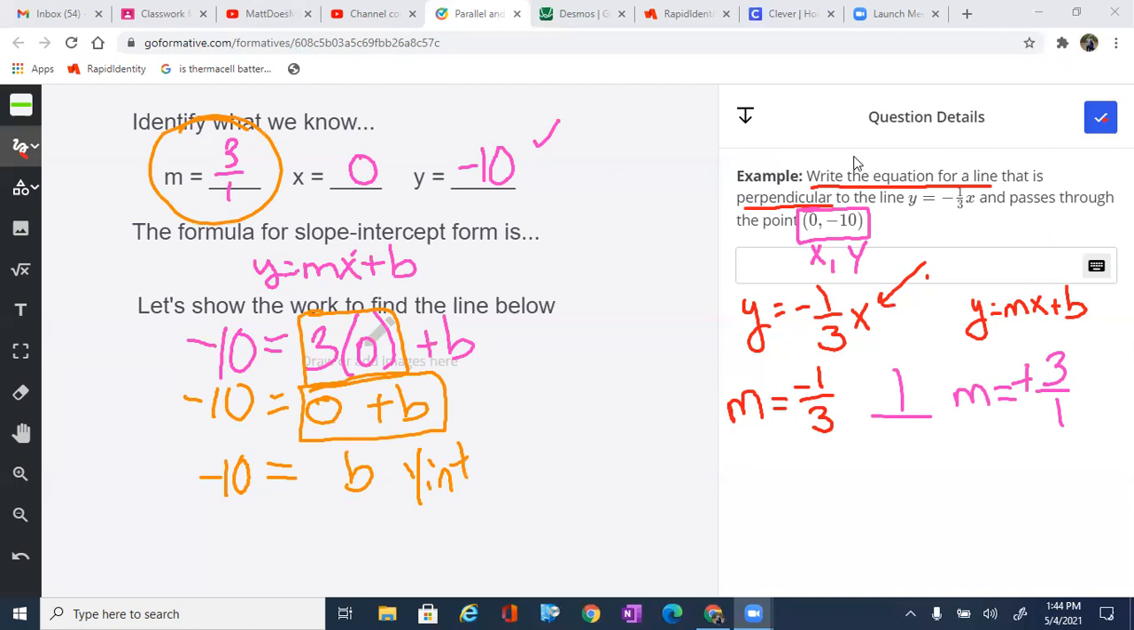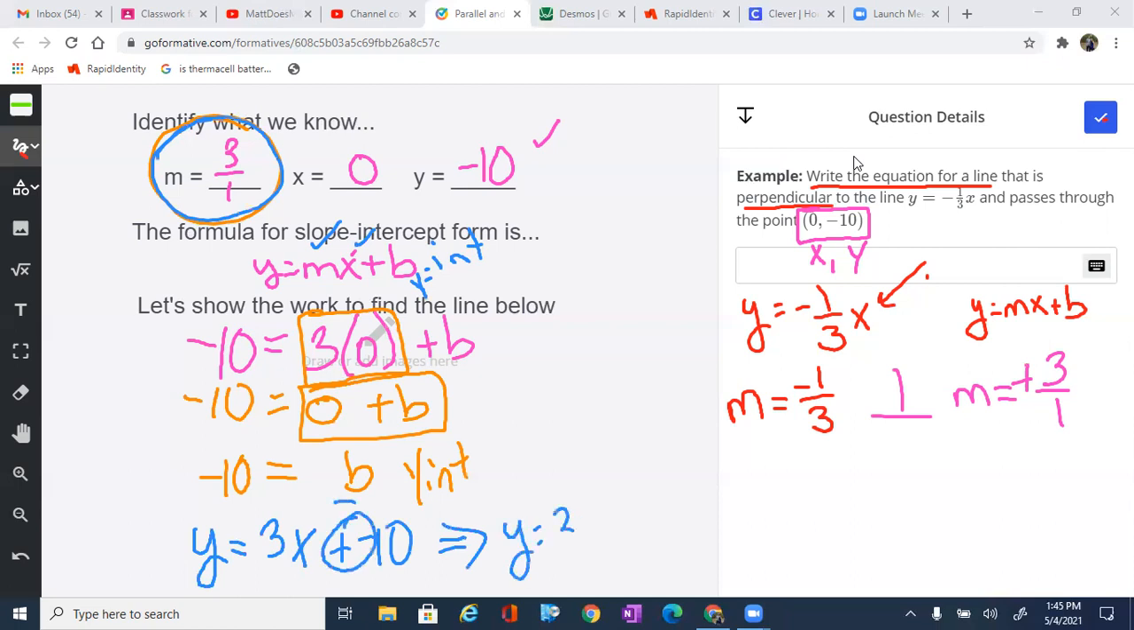So once we've got our y-intercept and we know our slope, we are going to write our final equation. Our final equation is going to be y equals our slope, 3x, plus our y-intercept, which is negative 10. So plus negative 10, but we can clean this up because a positive and a negative make a negative, so I can write y equals 3x minus 10.